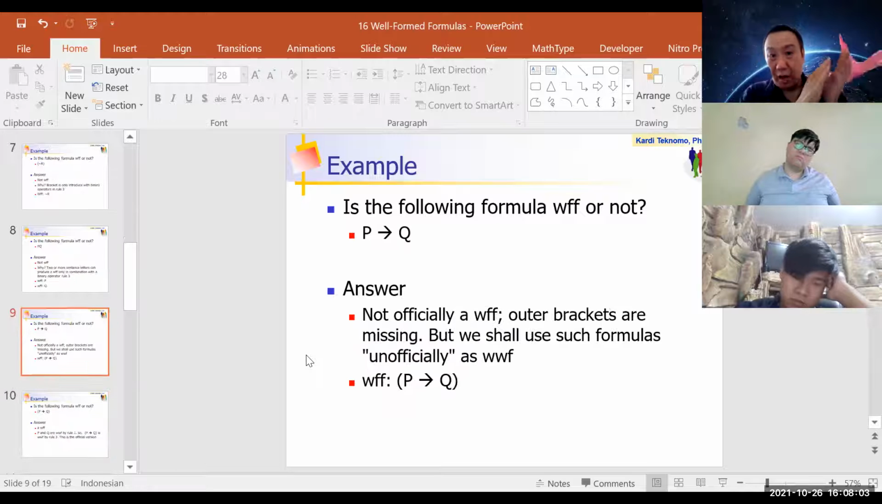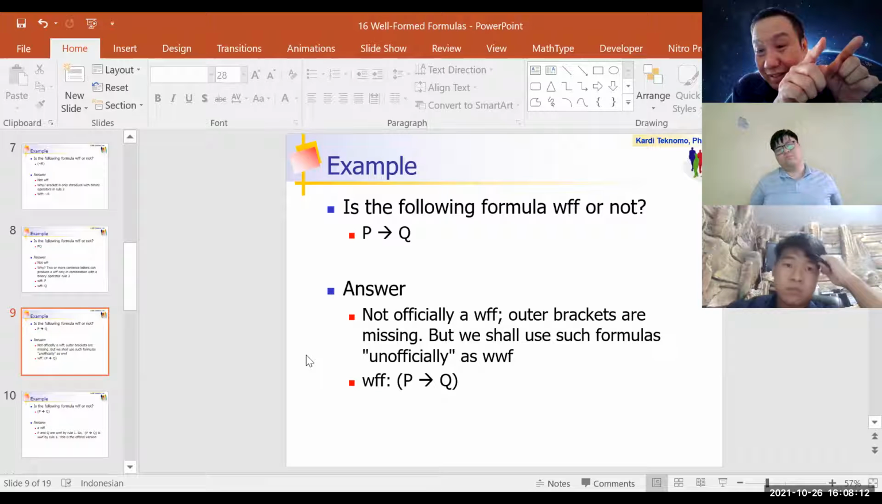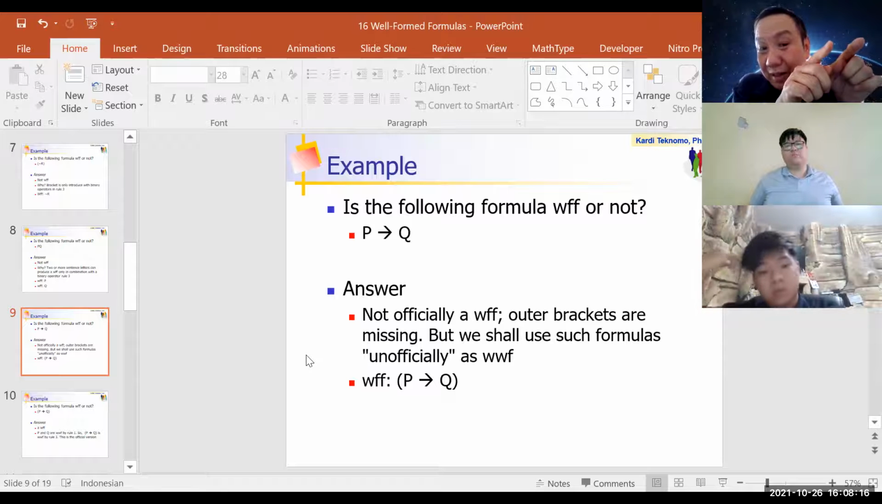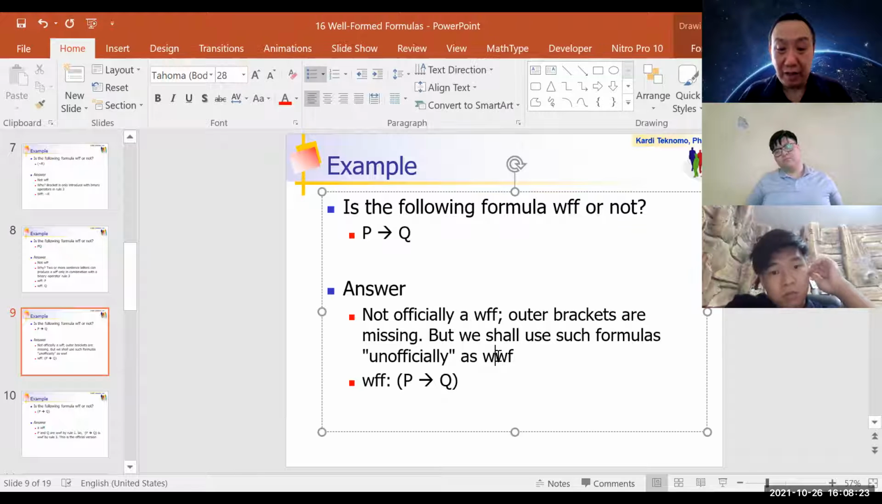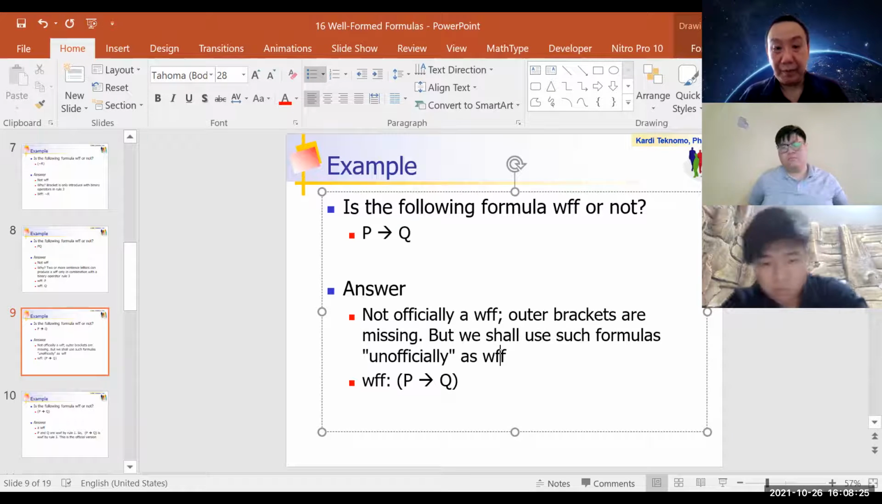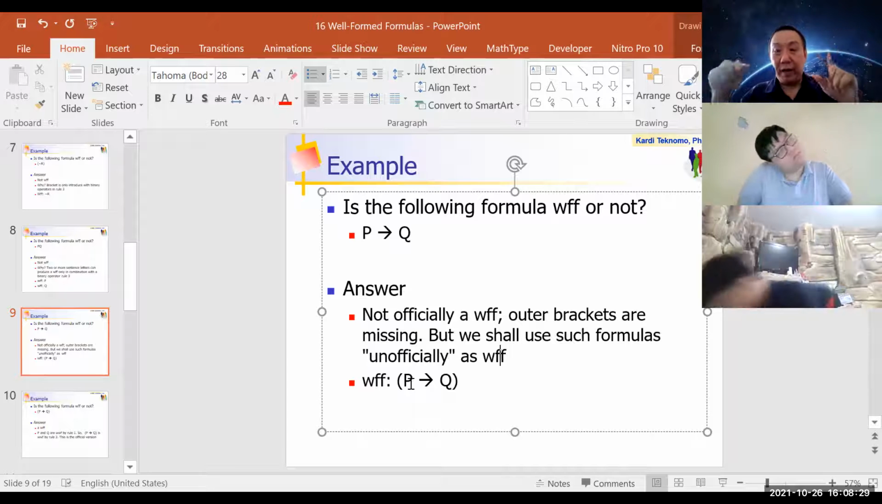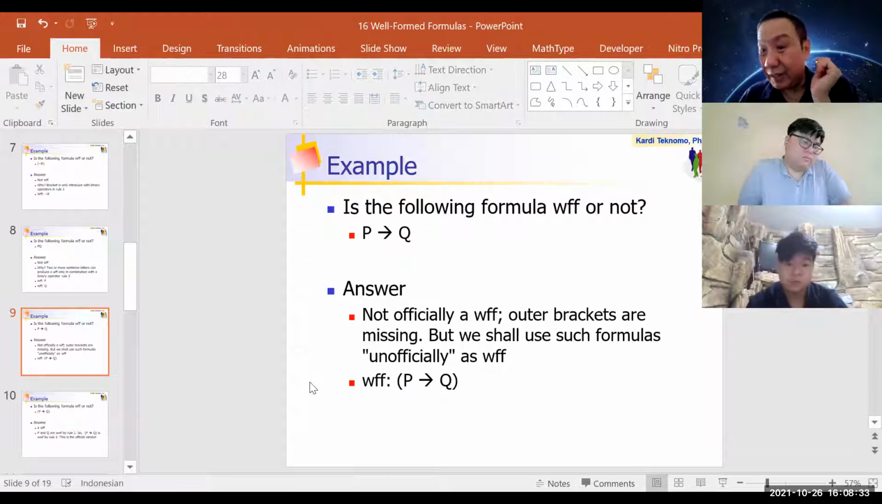Next. How about this? Is this a WFF or not? Well, the compound is a WFF, part of rule three, right? But this is unofficial. If you want to do it officially, you must do it with the bracket. So with the bracket it will become, the bracket if P then Q. Is it clear?